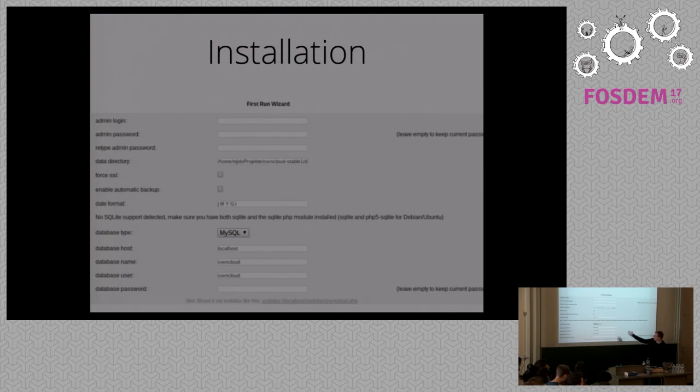I could point out what's wrong with it, like the alignment of the field labels to the left, the password where you need to retype it, it's pretty much a drag. You need to choose the data directory, or you can change it, which I don't even care about. Force SSL, just do it. All this stuff, like date format, what does G even mean? I have no clue. Probably you can tell me, but I don't even care.